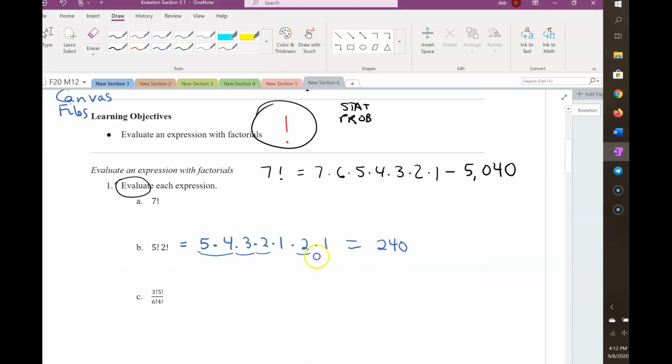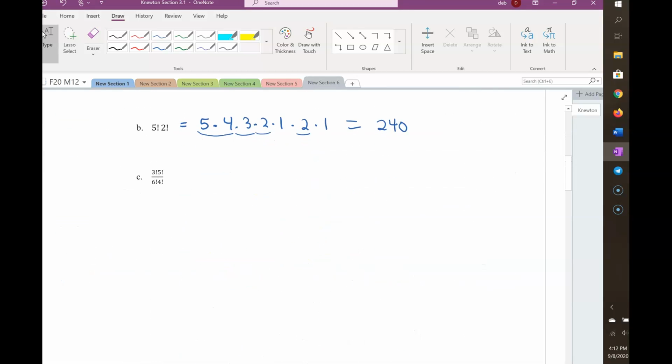So we have one more here that says, let's look at, I'm going to write it bigger, 3 factorial times 5 factorial over 6 factorial times 4 factorial. So some simplifying can go on here, and I want to talk about that.